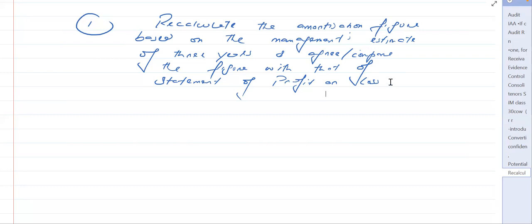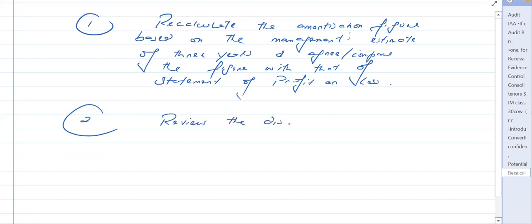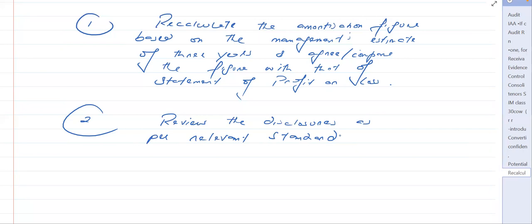Now, the second procedure I told you was relevant to the disclosures, and you will see this procedure in every question when you read the standard answer of the examiner. So these are the free marks. I'm telling you that for most things you can write it. Review the disclosures as per the relevant standard. I can write IAS 38 over here, but I'm not writing it for you because maybe you are not having the idea of the standard in the exam. So just don't write the incorrect one.